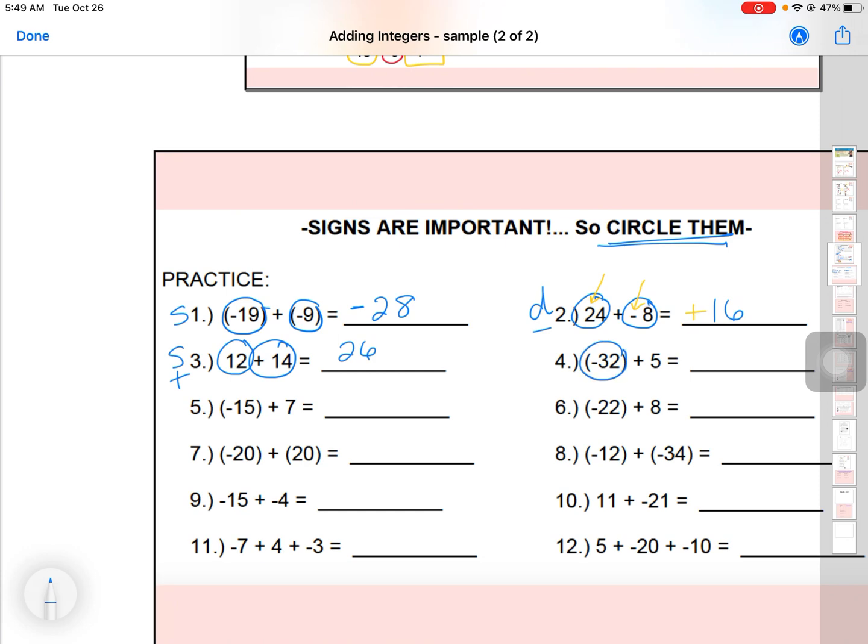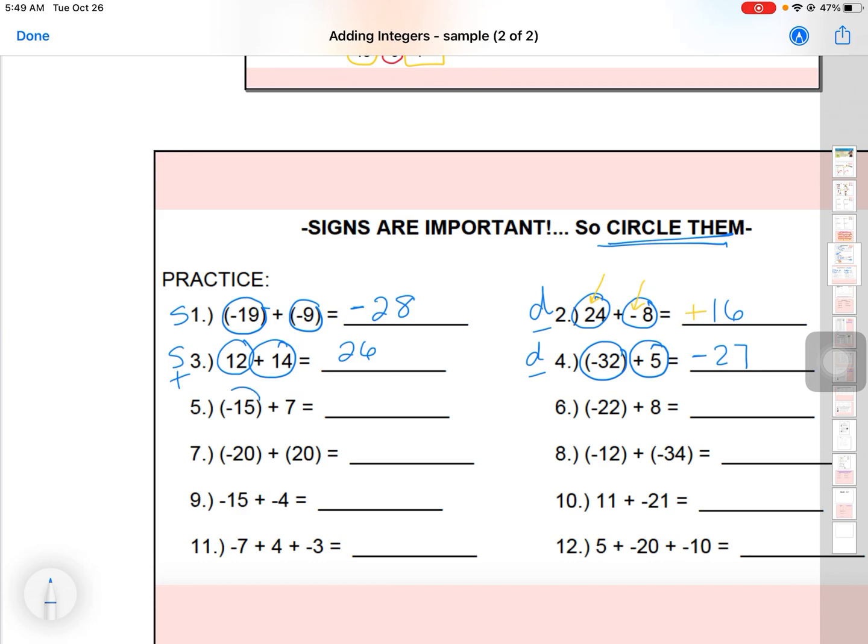And the next one, I have a -32 and a +5. Notice how I'm circling the number with the sign. The signs are different, so I'm going to subtract. 32 minus 5 is 27. Do I have more positives or negatives? I have more negatives, so my answer would be -27.